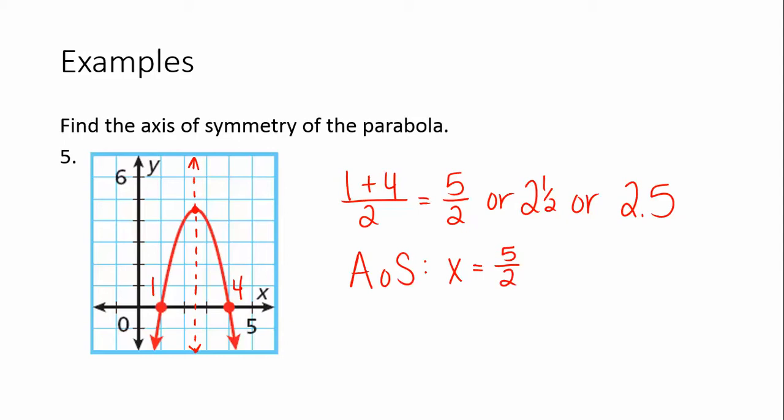So if you aren't able to tell from the vertex where that axis of symmetry crosses the x-axis, you need to take the average of the two zeros.